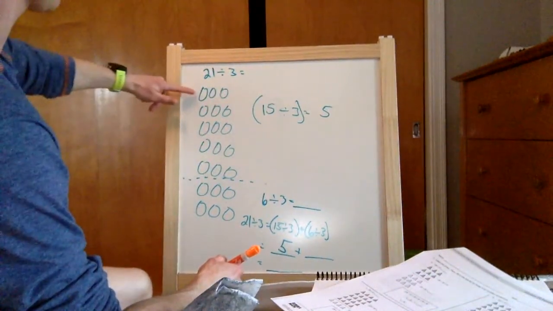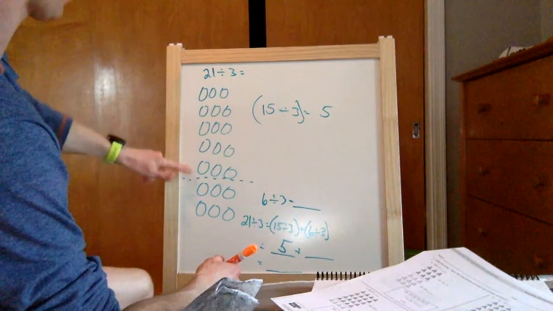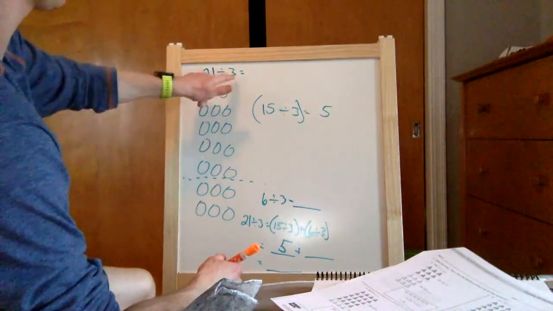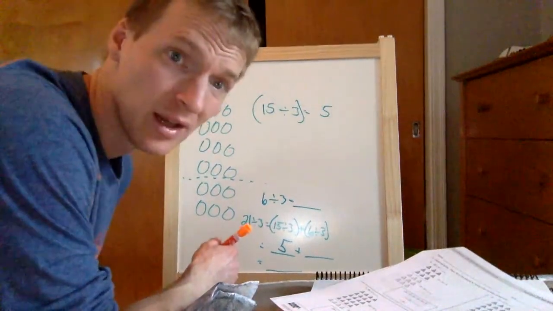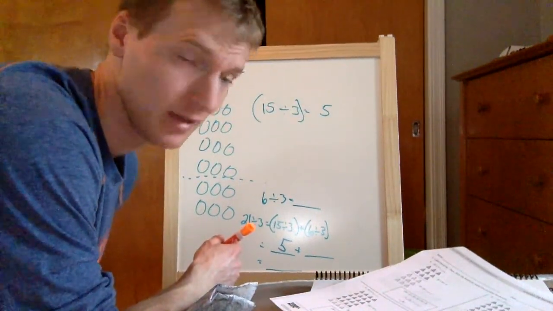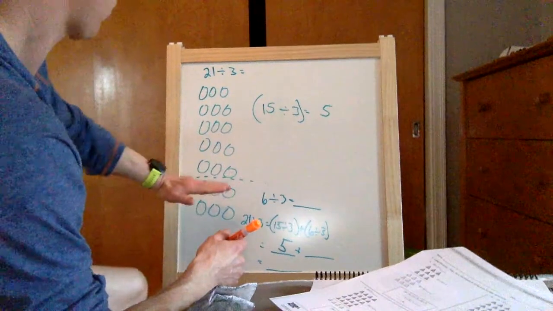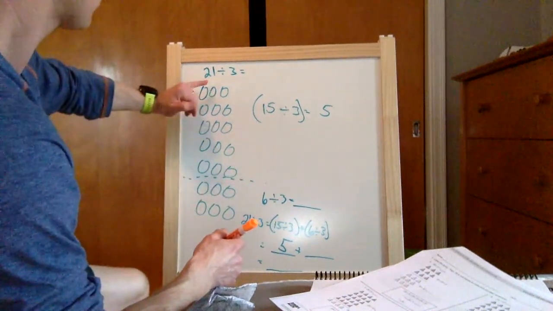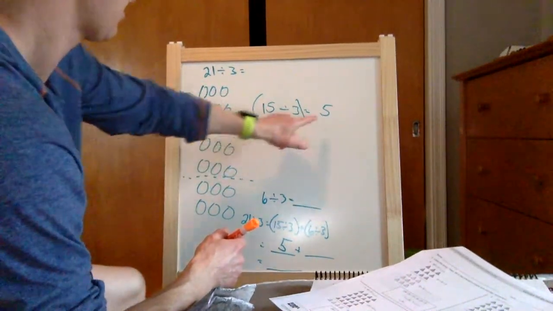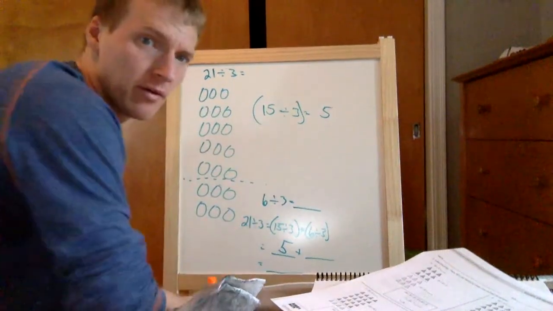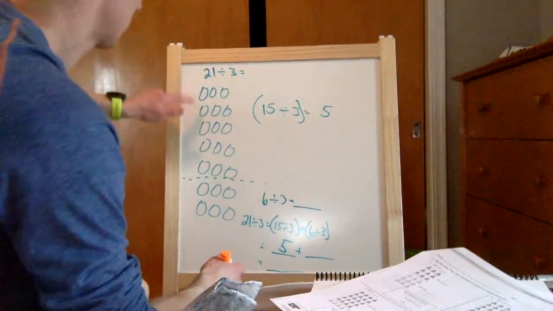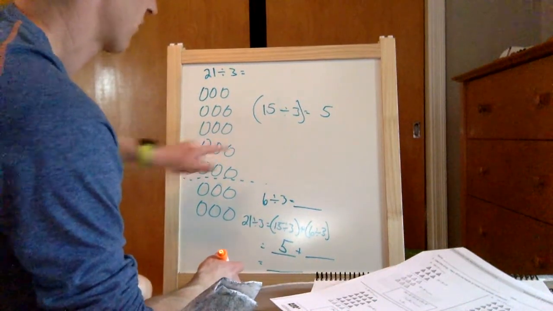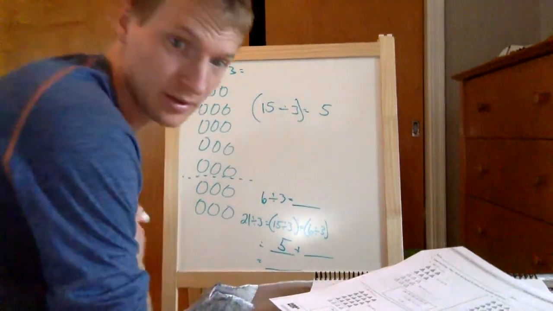How many rows are there? 1, 2, 3, 4, 5, 6, 7 rows? No, we're talking columns. 1, 2, 3. So we are just counting the amount of rows. Okay? So 15 divided by 3, it broke it up. We have our 3 columns, 1, 2, 3, and the 5 equals the amount of rows. 1, 2, 3, 4, 5. So they gave us that answer.